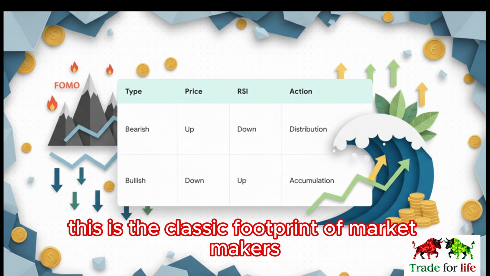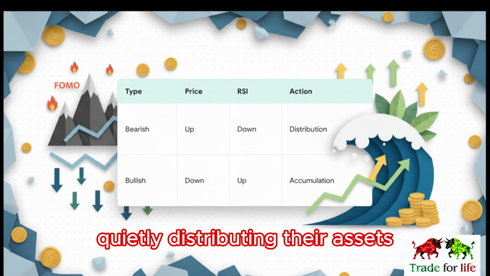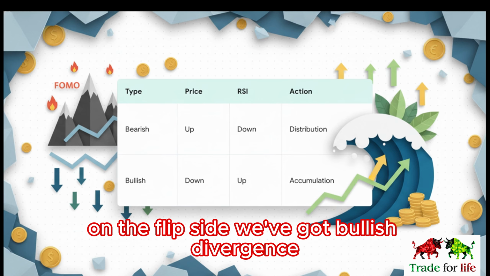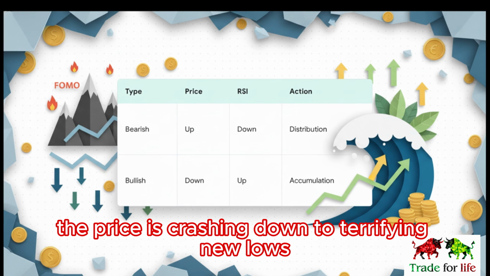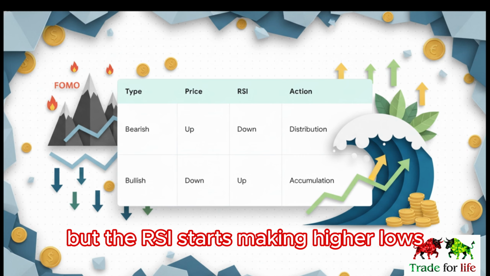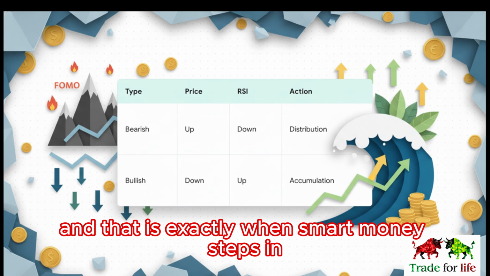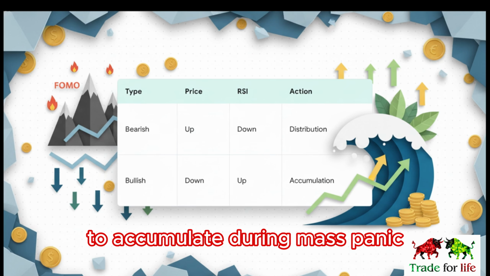This is the classic footprint of market makers quietly distributing their assets while the retail crowd is totally swept up in peak FOMO. On the flip side, we've got bullish divergence. The price is crashing down to terrifying new lows, but the RSI starts making higher lows. The selling pressure is exhausting itself, and that is exactly when smart money steps in to accumulate during mass panic.